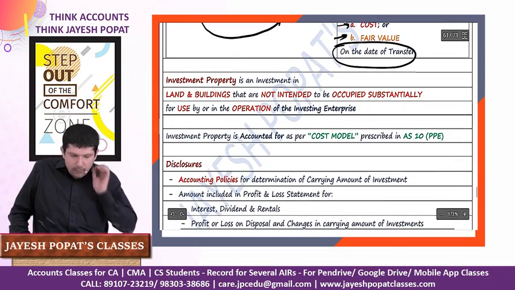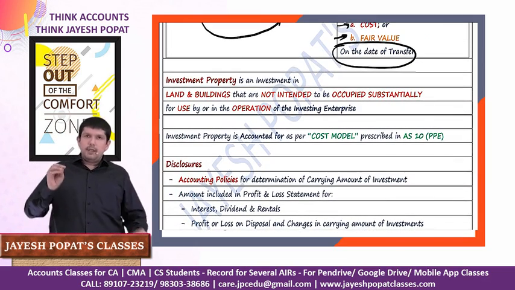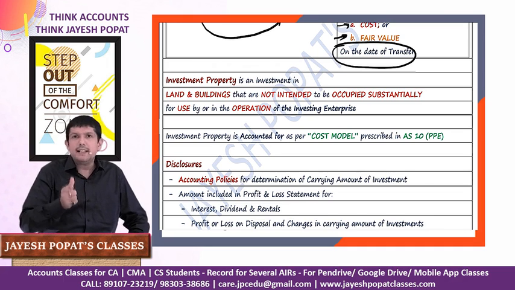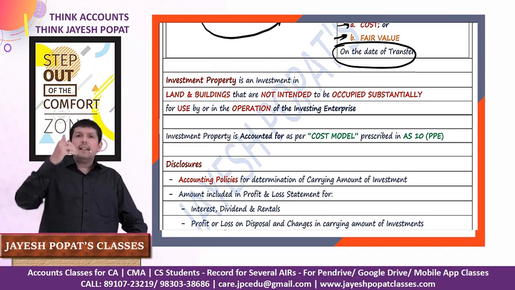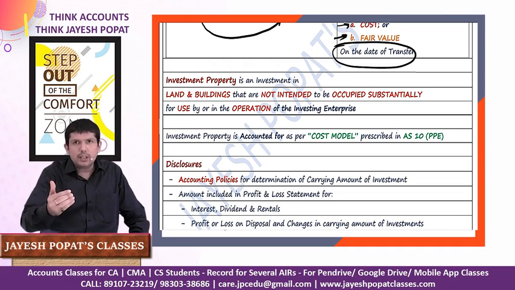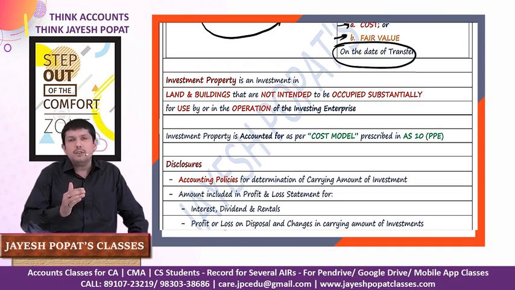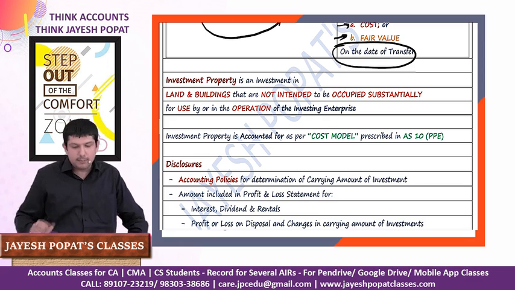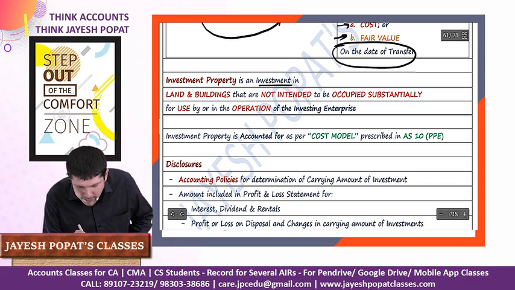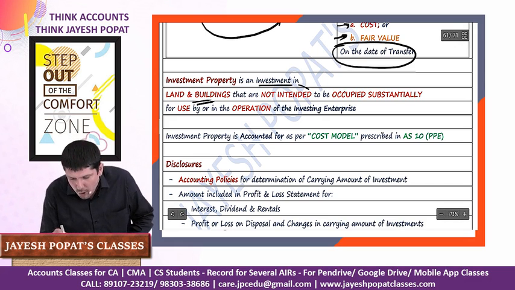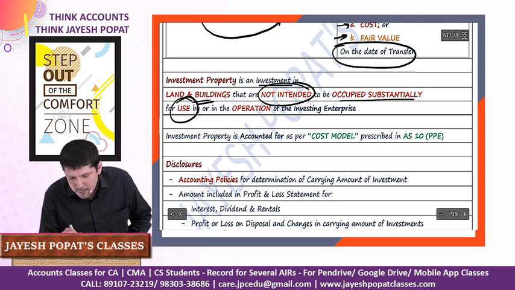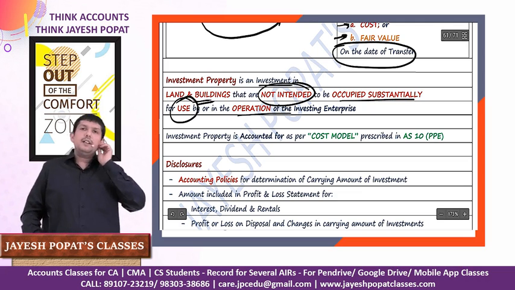Then we'll also talk about investment property. See, normally when we talk about land and building, we straight away think about PPE, AS 10. AS 10 says that PPE is an asset which is held for use in the business, and it is intended to be held for a period of more than 12 months. But investment property is an investment in land and building not intended to be occupied substantially for use by or in the operations of the investing enterprise.